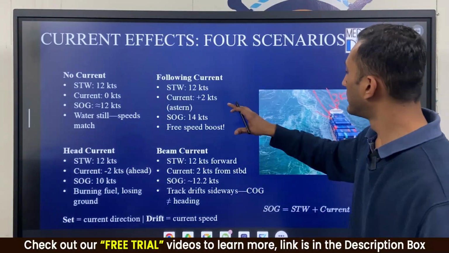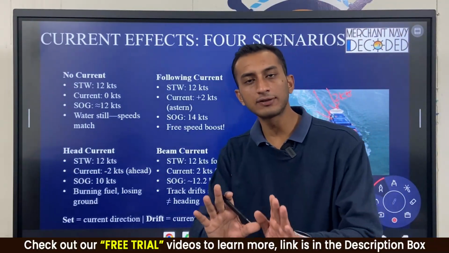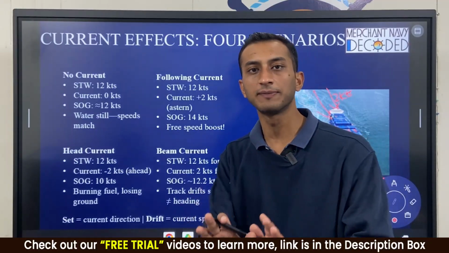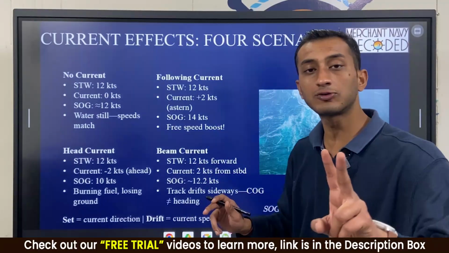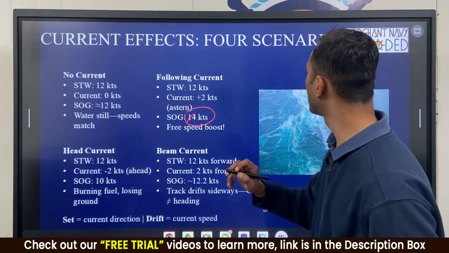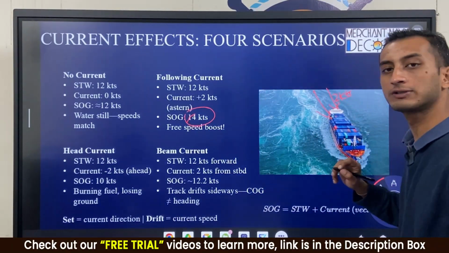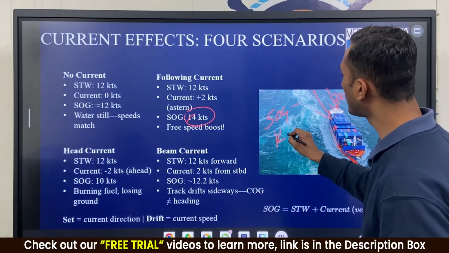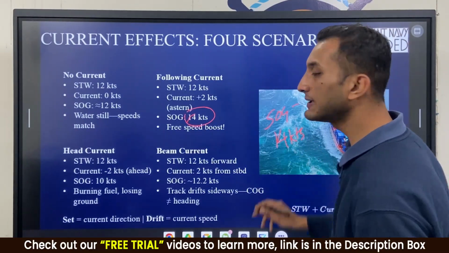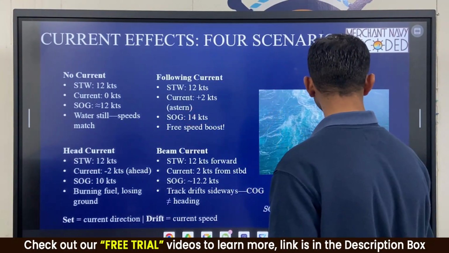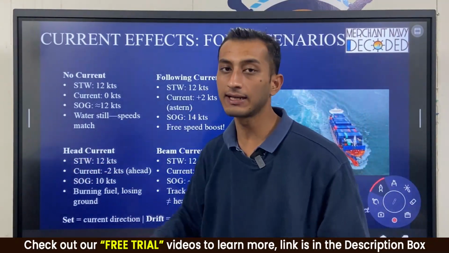So now the current is coming from behind, so automatically the current will be pushing the ship. The current will give an additional 2 knots boost. So speed over ground will become 14 knots. Now with the help of this 2 knots current, the speed over ground becomes 14 knots because of the additional push by the current.